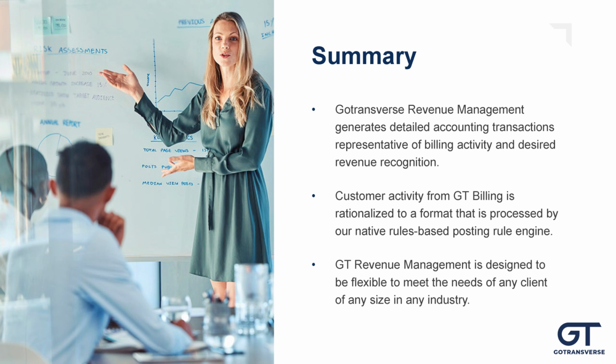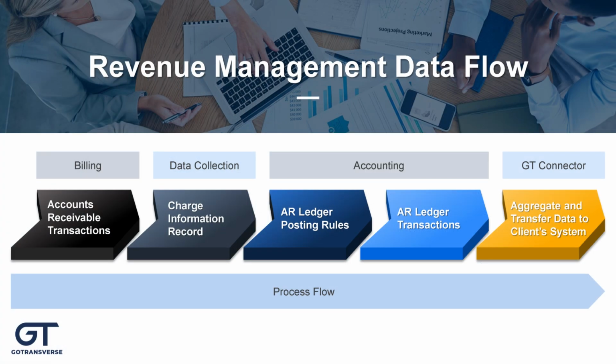Contract revenue recognition is compliant with ASC 606 and IFRS 15, U.S. and international accounting regulations. Transactions created by revenue management start with activity in GT billing. Revenue management rationalizes and collects that information into charge information records that are evaluated by our native rules-based engine. Rules create transactions that are posted to one or more ledgers.